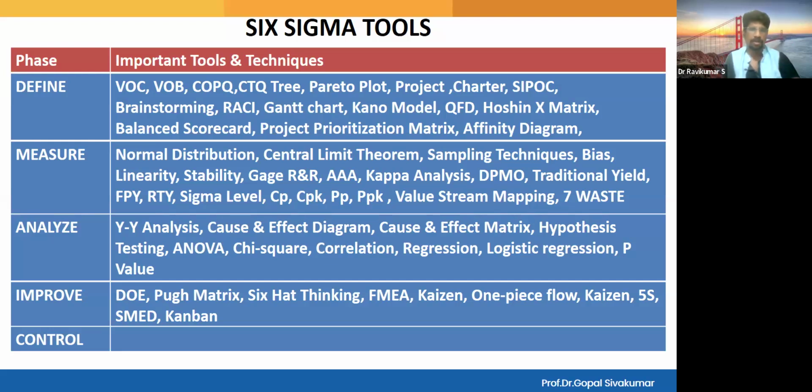Very simple. Okay, guys, so that is all about the define phase. Remember, in the define phase: VOC, VOB, COPQ, Pareto plot. If you find the Pareto plot not conclusive, use the project prioritization matrix. Then you can go for the project charter. That's it. If you have any questions regarding this, ask now.